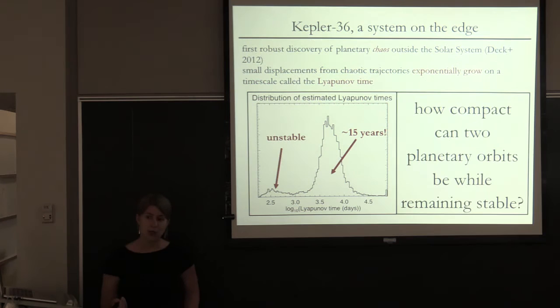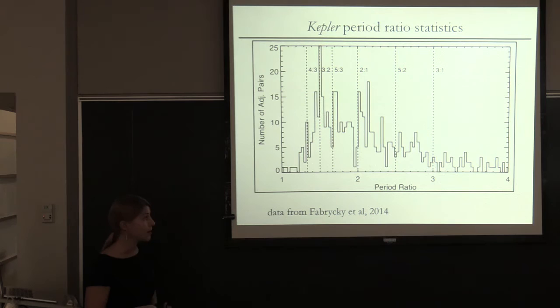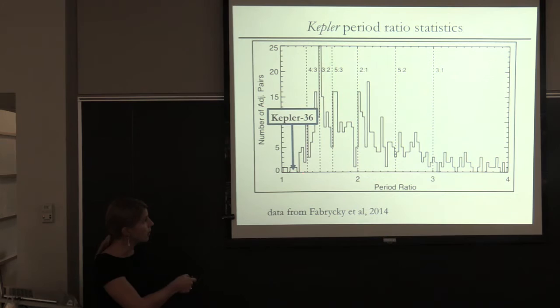How close could you actually stick to planets before they exhibit instability? So this question is not just theoretically motivated, it's also observationally motivated by other Kepler systems. This is the period ratio distribution of planet pairs found in Kepler, and Kepler 36 is right here.